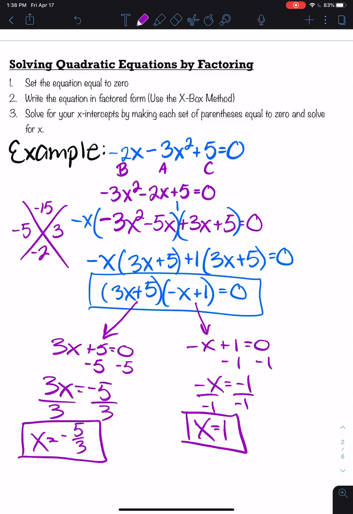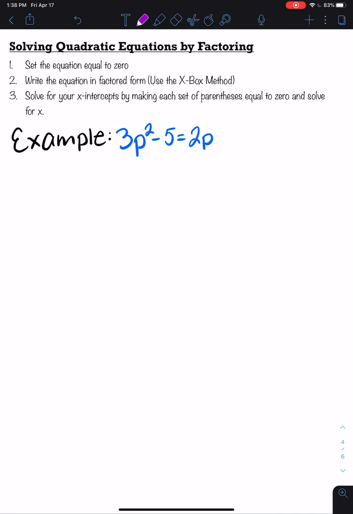Let's do one more. Okay, so as you can immediately see, this one is not equal to 0. So what I need to do is subtract 2p from both sides. So that leaves me with 3p squared minus 2p minus 5 equals 0. And I put the minus 2p where it is because I wanted to automatically put it in standard form.